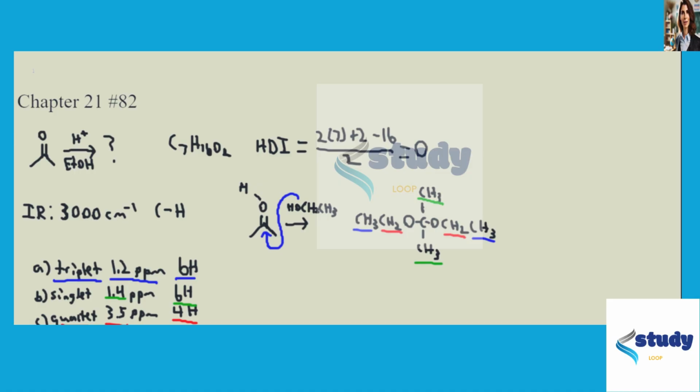All of this spectral information fits with the product that we would have predicted anyway, just by thinking about what could possibly happen. If we go back and consider our HDI of 0, this molecule fulfills an HDI of 0. And by IR, the IR doesn't really tell us anything. We have CH bonds, of course. So I would say that this product certainly fulfills all of the pieces of information that we were given for this problem, and indeed, that is the correct answer. And that's the answer to Chapter 21, problem 82.